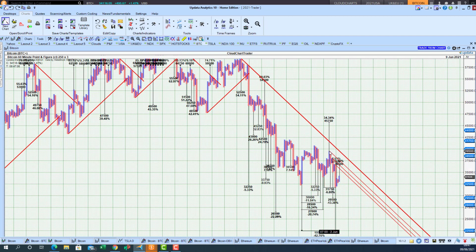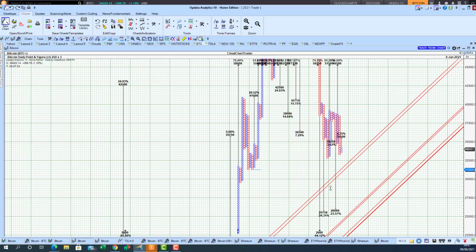but the levels that I'm looking for are 36.5, then this high here 39.5, and then the top end here, this cloud chart level, this point and figure trend line level there, that 45-degree resistance level. We really need to break past that for Bitcoin to be once again bullish on the 60-minute point and figure. All right. But so far so good.